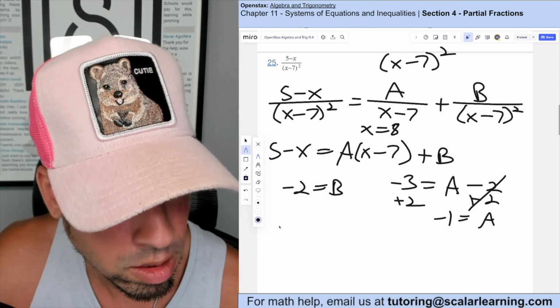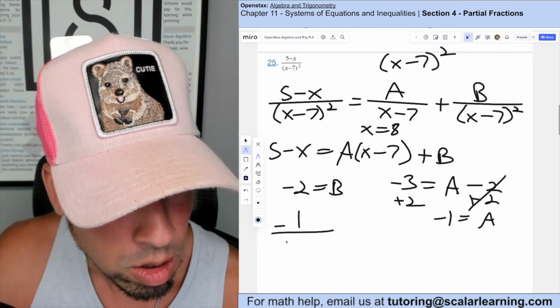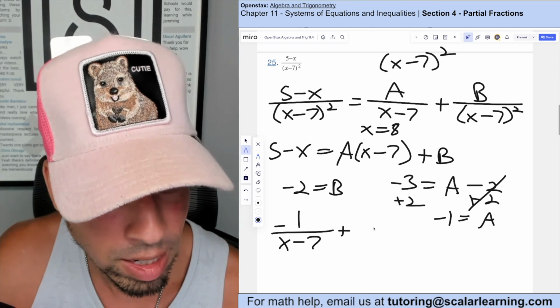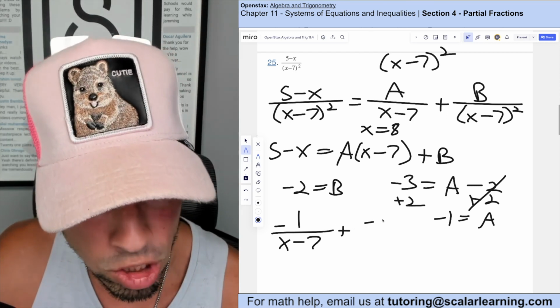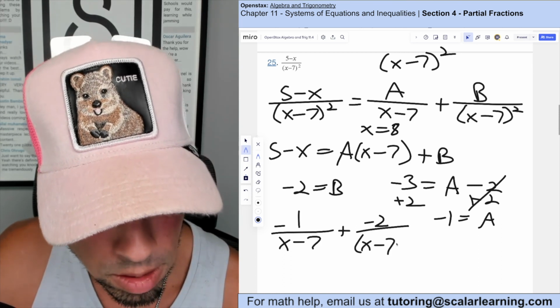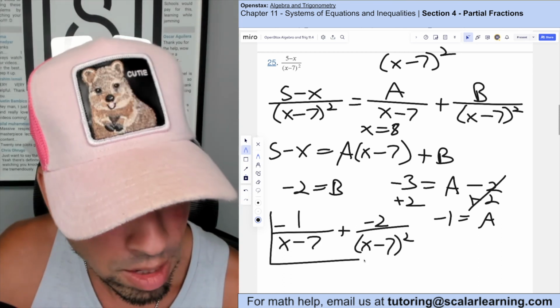Now we can rewrite this. We got -1 over x - 7 plus B, which is -2. Again, I could say -2 or just plus -2 over (x - 7)^2. That's how you do it.